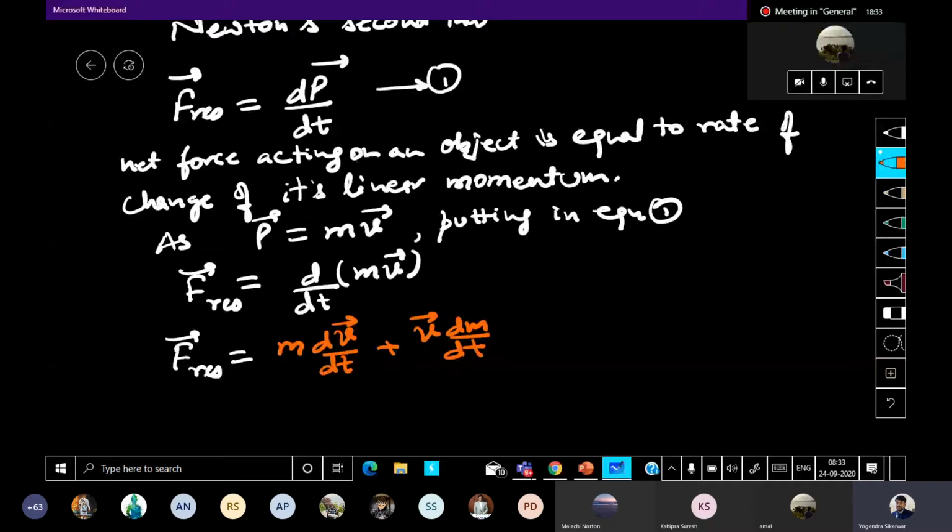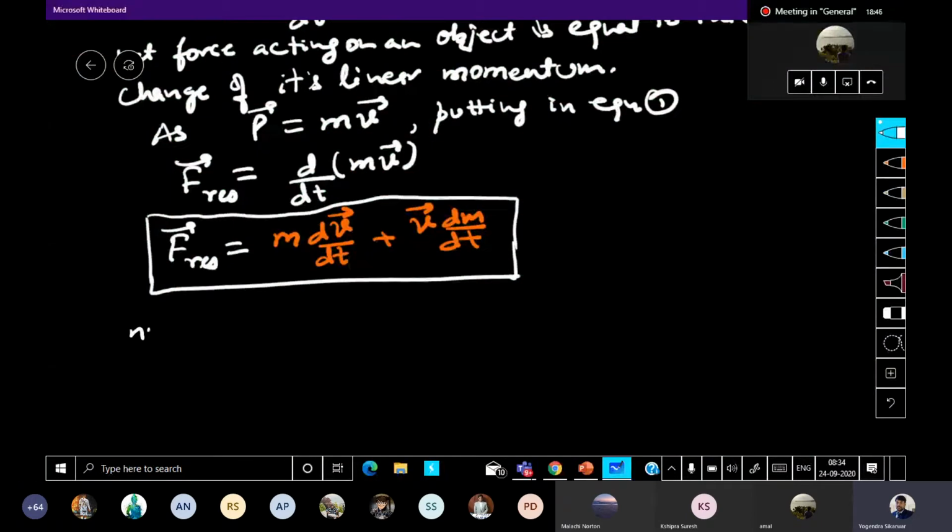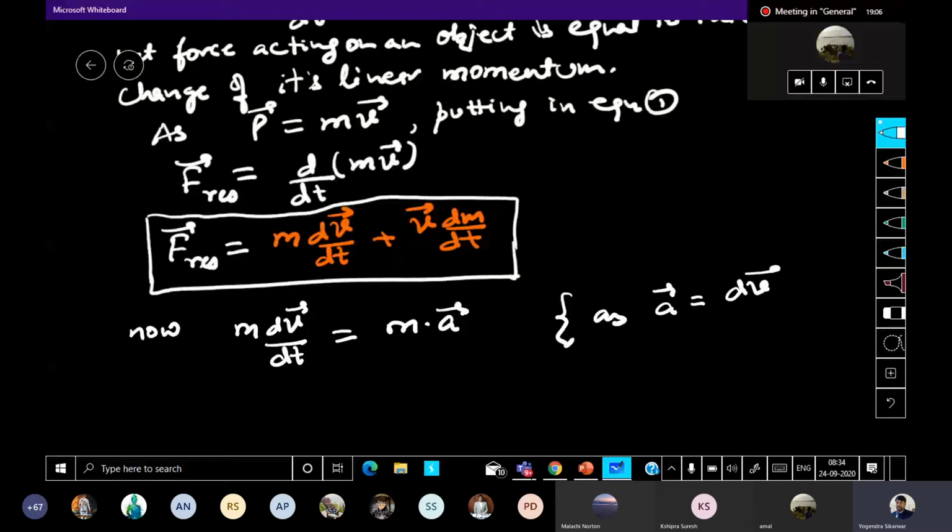So our Newton's second law actually gives us this value. Now m dv by dt is nothing but m into a vector. Why? Because a vector is nothing but dv upon dt.